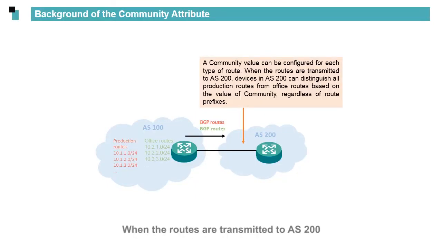When the routes are transmitted to AS200, the community attribute is added to the routes. For example, the community is set to 100:1 for all production routes, and to 100:2 for the office routes. In this way, devices in AS200 can distinguish all production routes from office routes based on the value of community.